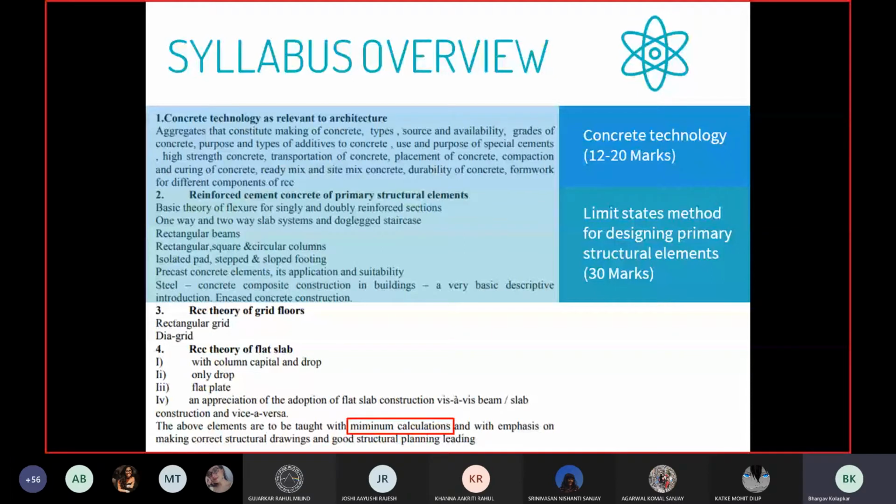Okay, so we are going to learn the design of each of the elements from beam to slabs to columns to footings, and then we are going to have a very brief introduction of precast concrete elements and steel composite construction in buildings, its applications, its limitations, and so on.